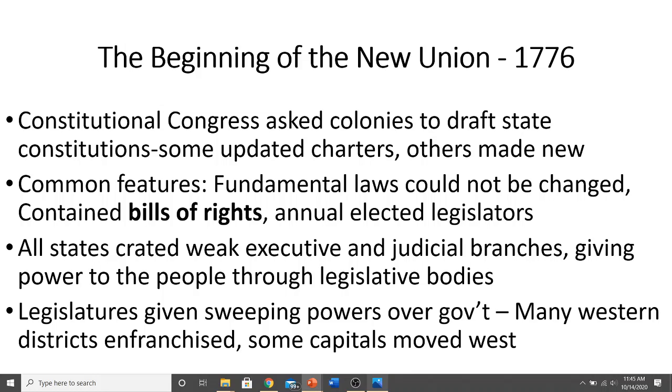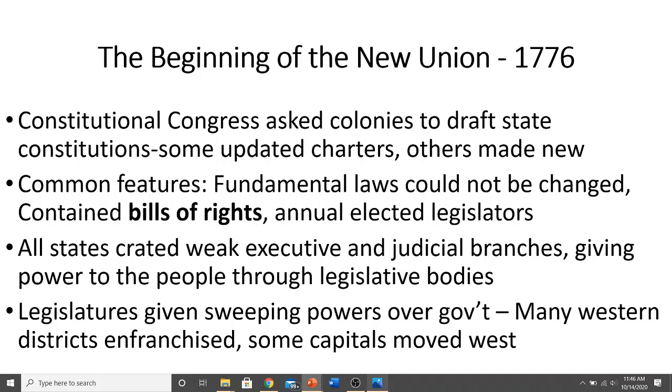Annually elected legislators were also a very common feature, following along the tradition of the House of Burgesses, town hall meetings, etc. All of these states created weak executive and judicial branches, giving power to the people through legislative bodies. And this is quite intentional because legislatures are the most direct form of representation. Rather than having an executive like a president, governor, or mayor, who can just make unilateral decisions based on what he wants to do, by not having a strong executive, it is the people elected from the people, the body of people, that have control over the government.